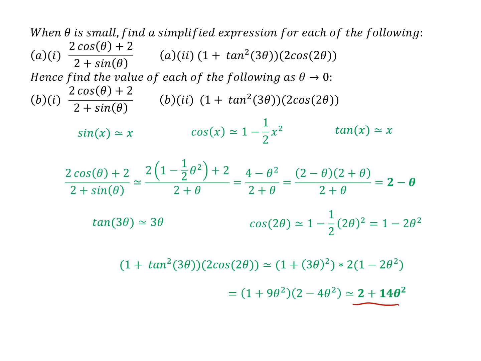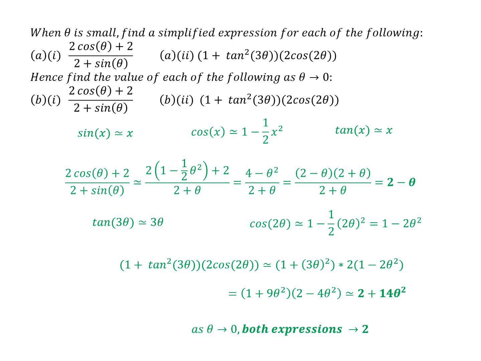Now you might say, well, what about the minus 36 theta to the power 4? But if theta is a small angle, which we're told it is, then theta to the power 4 is going to be very, very small. And we're only talking about approximations here. So that's a very good simplified approximation.